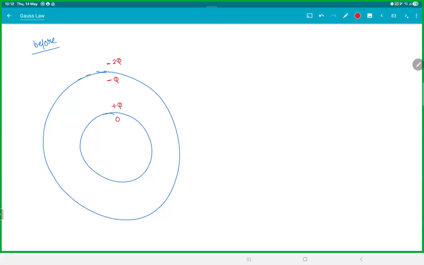Are you clear how I got this distribution? This is important, everyone. Please ask me. So this is how the charges will be. The opposite faces will always have equal and opposite charge. And for the outer one, the charge should be conserved, so it should be minus 2q. Any doubts on this? Clear? Next thing. What happens if you close the switch?